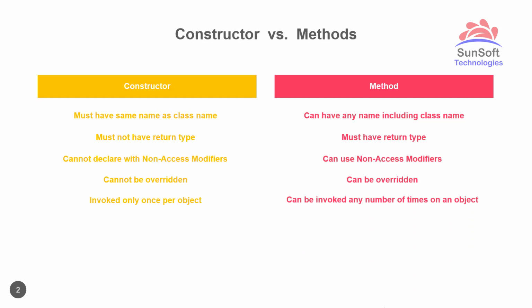So based on this also we can decide whether the logic should be kept in a constructor or in a method. If you feel that logic should be executed only once per object, then you can keep that logic inside the constructor. Otherwise, if you need to call it many times for an object, then we can keep it inside a method.